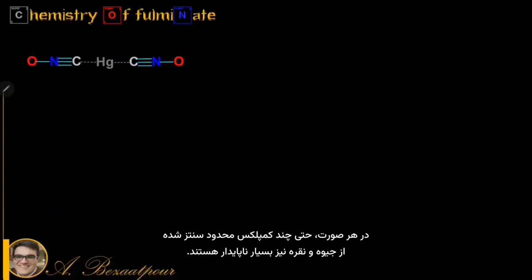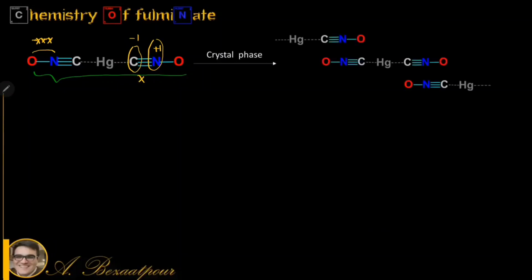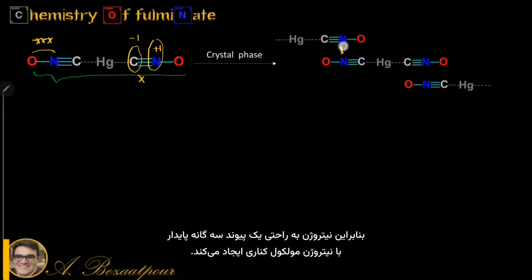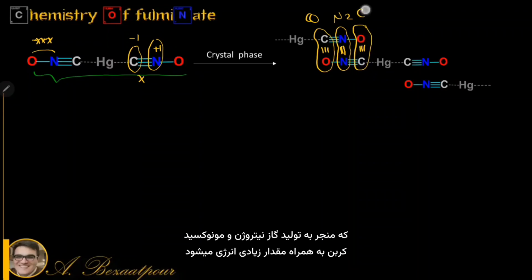Even the few synthesized complexes of mercury and silver are very unstable. The weak nitrogen-oxygen single bond is the main cause of this instability. On the other hand, nitrogen with positive formal charge does not like the bond with its neighboring carbon with a negative formal charge. Therefore, nitrogen easily creates a stable triple bond with the nitrogen atom of the side molecule, and the result will be a strong explosion and the production of nitrogen and carbon monoxide gas along with a large amount of energy.